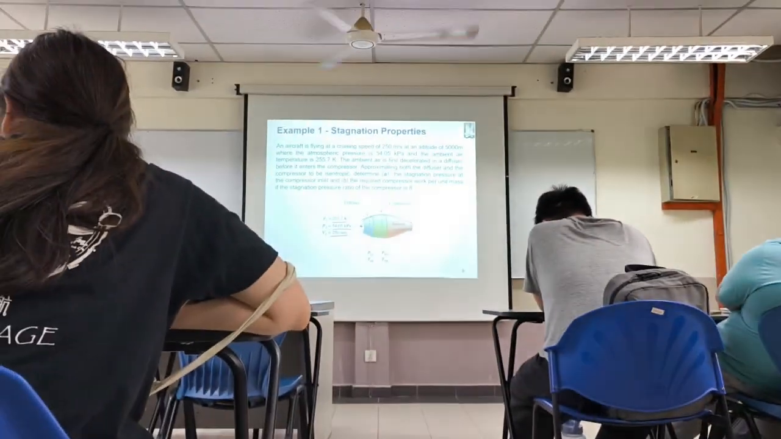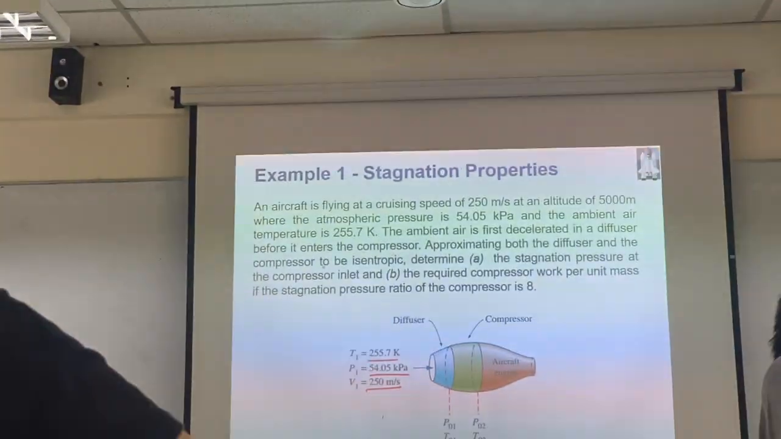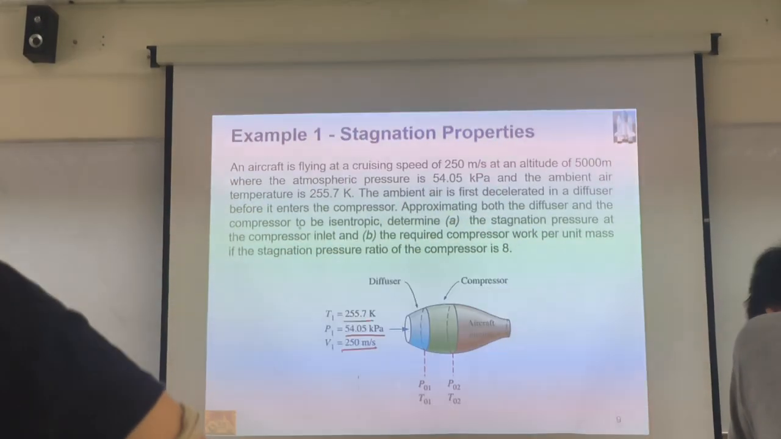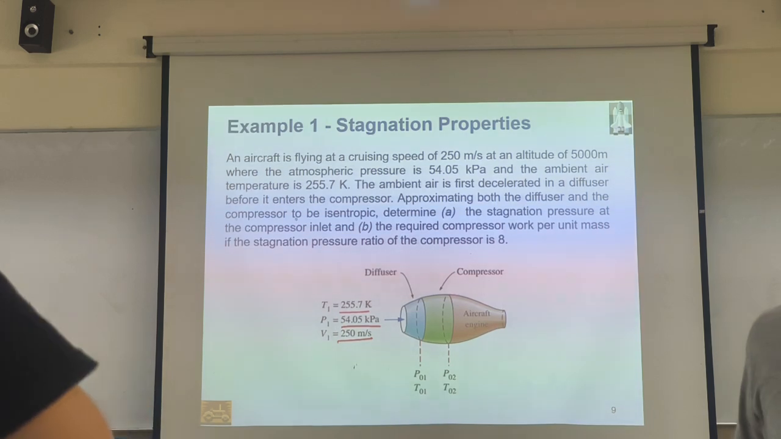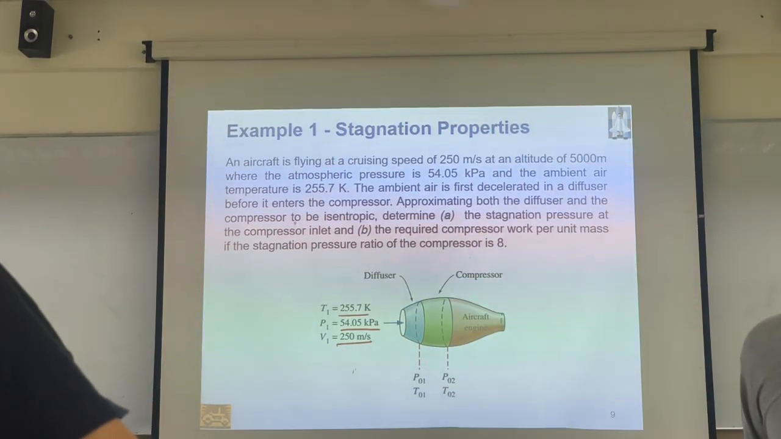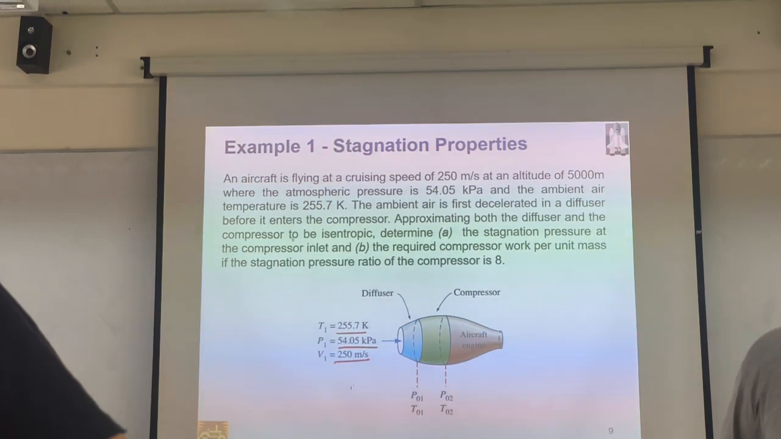So the ambient air is first decelerated in a diffuser before it enters the compressor. Approximating both the diffuser and the compressor to be isentropic, determine the stagnation pressure at the compressor inlet, and the required compressor work per unit mass if the stagnation pressure ratio of the compressor is 8.